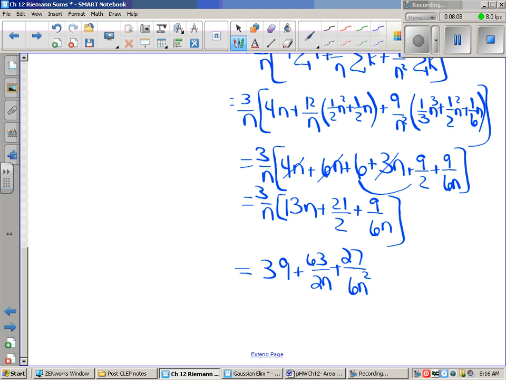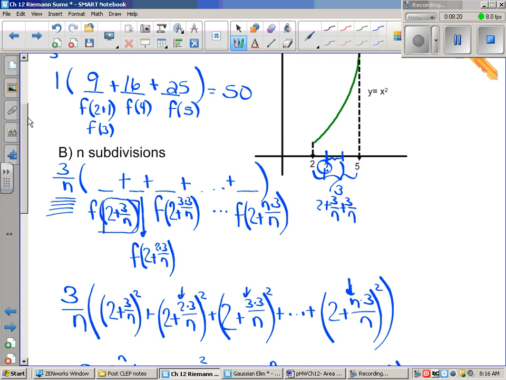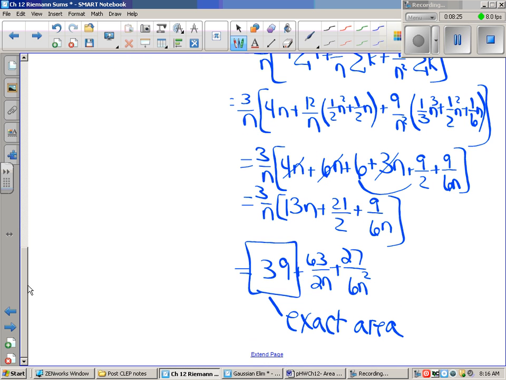If you remember from the last couple of days, what we have been discovering is the fact that this number here is telling me that this is the exact area. That means that I know that the area underneath this parabola between 2 and 5 is in fact 39. I know that. That's the part I know. And then this is our error terms. This tells me how much of that excess I would actually have if I had one subdivision.